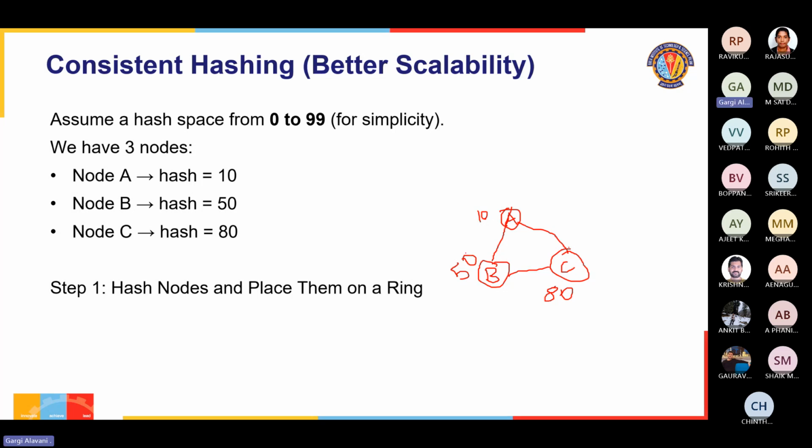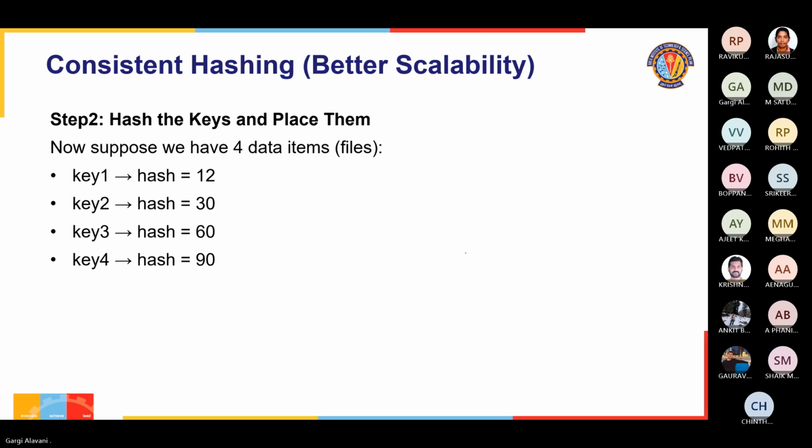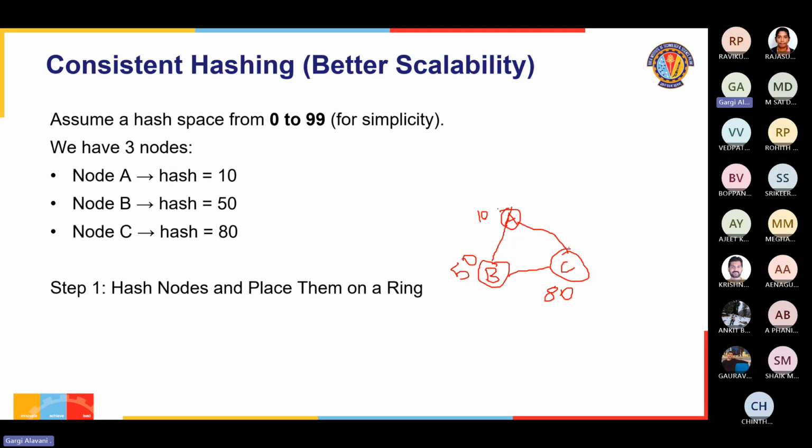Now, the next step is to hash the keys and place them. Suppose we have four data items: 12, 30, 60, and 90. How will you place them? First hash is 12. So 12 cannot come here. It is greater than 10, so it will be here. Next one is 30. Again, 30 cannot be here. 30 has to go to node B, greater than 10. So 12 and 30 will be here.